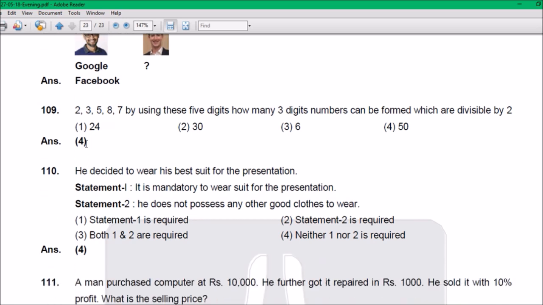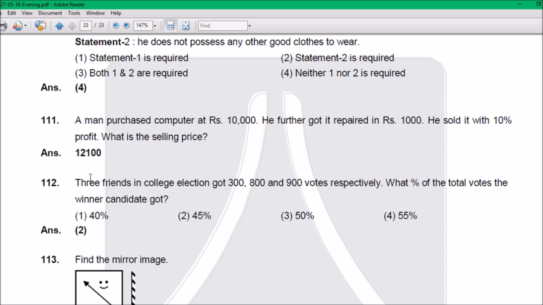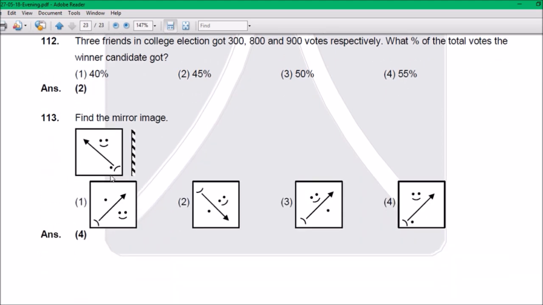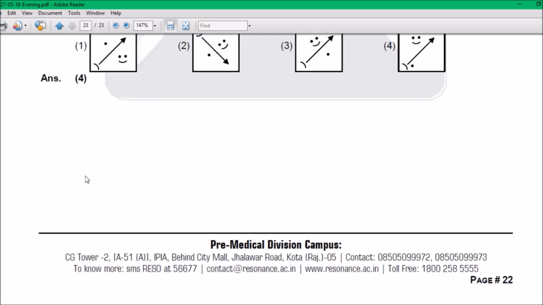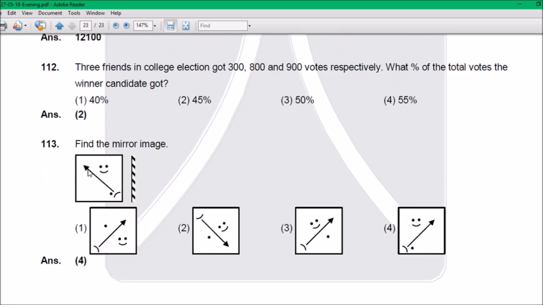And then 109, answer is 4, and 110, 4, 111, 12 thousands, 100, and 112, answer is 2, 113, answer is 4. Some questions may be a little off, so sorry for that. You can match up this and have fun.